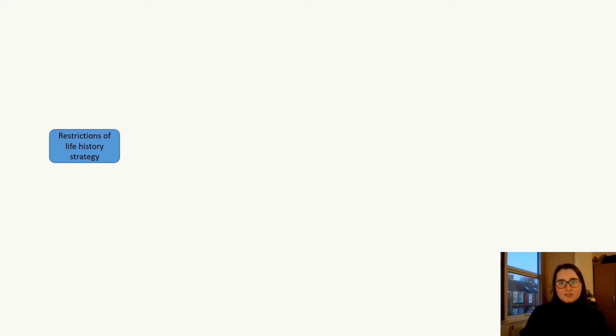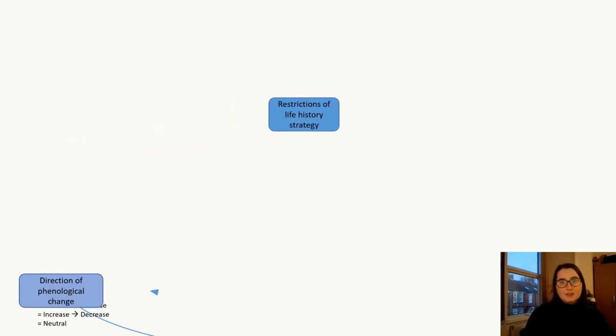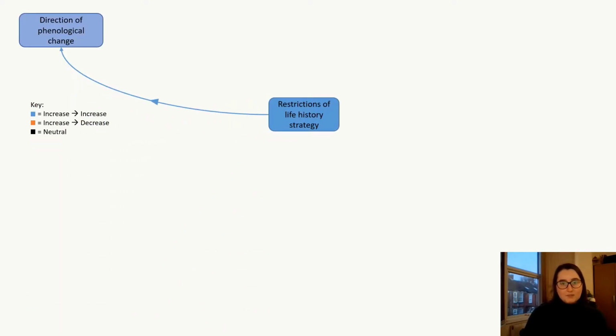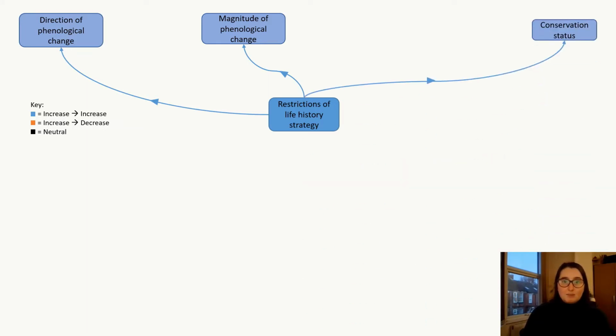So, restrictions in the life history strategy can affect the direction, which is either an advancement or delay in phenology, and the magnitude, so whether this change is by days or weeks, of the phenological change that insect will experience. As a result, it also impacts the conservation status. Species that only have one food source are more likely to be affected by climate change because they're more reliant on a single food source.